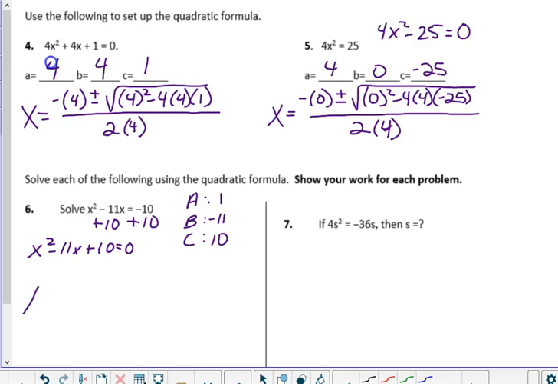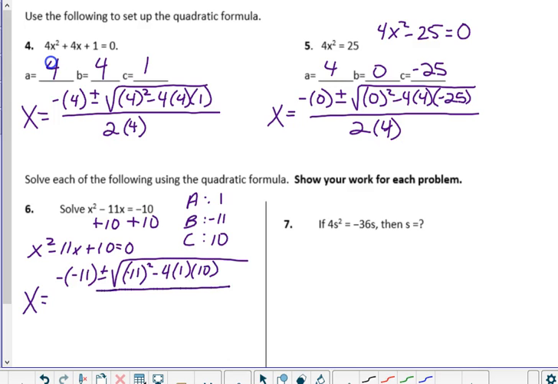Set it up in your quadratic formula. X equals the opposite of B plus or minus the square root of B squared minus 4AC all over 2A. And we can do this by hand because the opposite of negative 11 is 11 plus or minus square root.